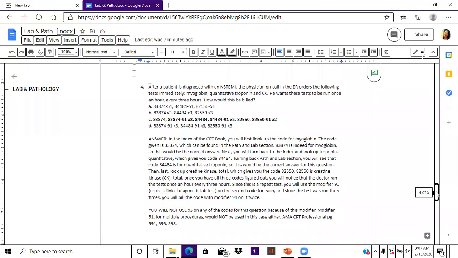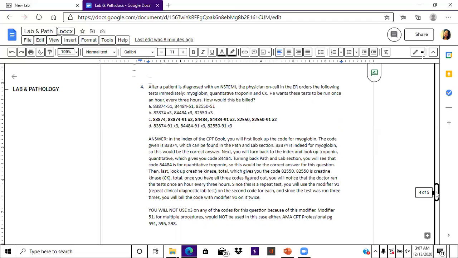Number 4. After a patient is diagnosed with NSTEMI, the physician on call in the ER orders the following tests immediately: myoglobin, quantitative troponin, and CK. Now, it's good to know your medical terminology because CK is creatine kinase. He wants these tests to be run once an hour, every 3 hours. How would this be billed?